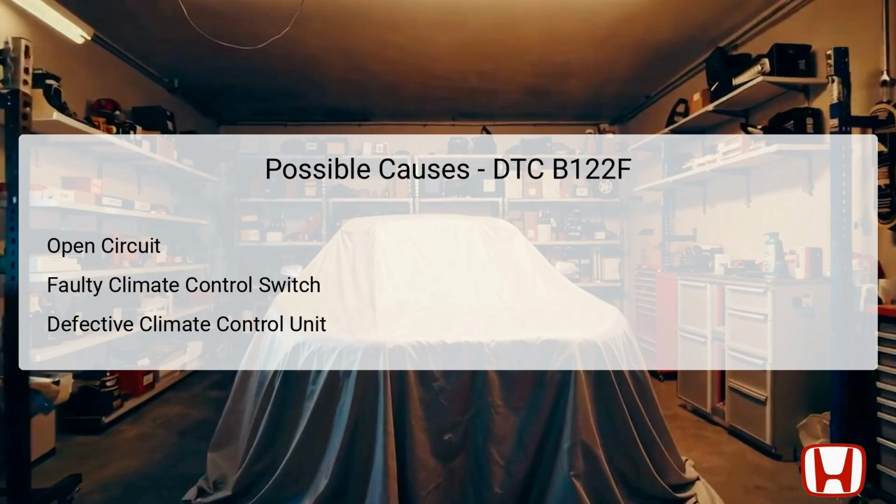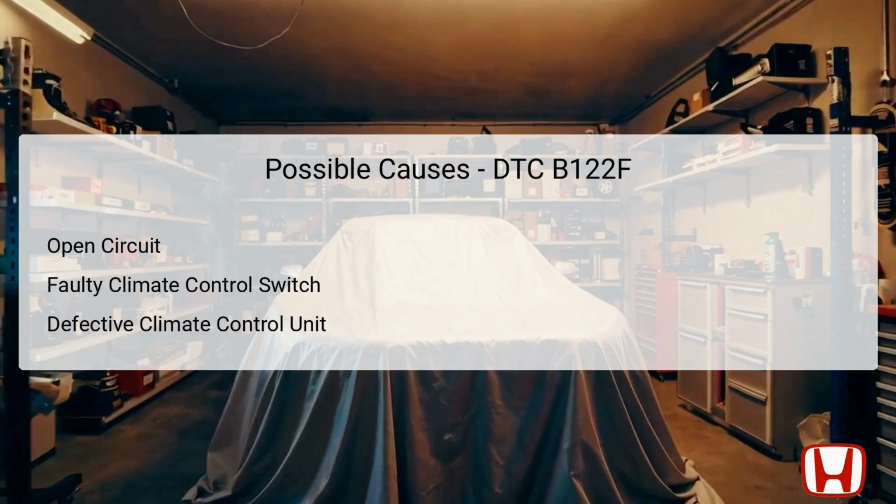The possible causes of DTC B122F primarily revolve around three main issues: an open circuit, a faulty climate control switch, and a defective climate control unit. An open circuit in the wiring means that the electrical connection has been interrupted, preventing the climate control unit from receiving signals from the defrost switch. This can be due to frayed wires, poor connections, or physical damage to the wiring.